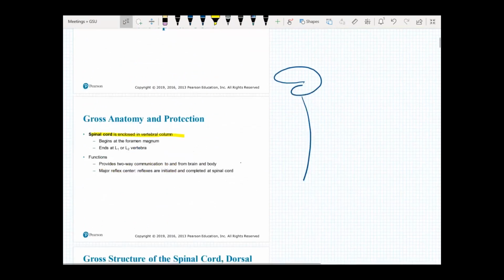It is enclosed in that vertebral column. It will begin at the base of the brain at the foramen magnum, and then it actually ends at the L1 or L2 vertebrae. So that means the vertebrae will actually extend past the spinal cord. So it's going to be slightly shorter inside the vertebral column. And the cool thing about this is that it provides a two-way communication between the brain and the body.